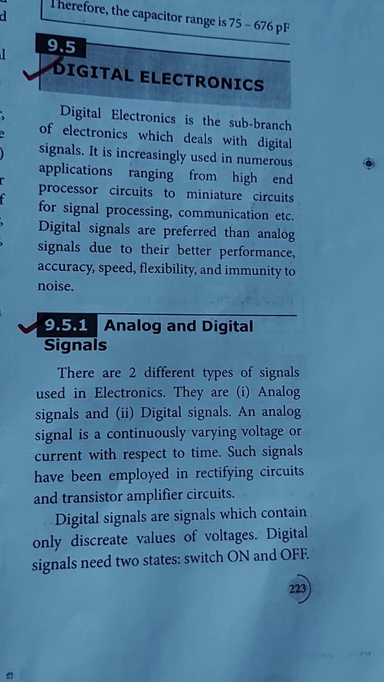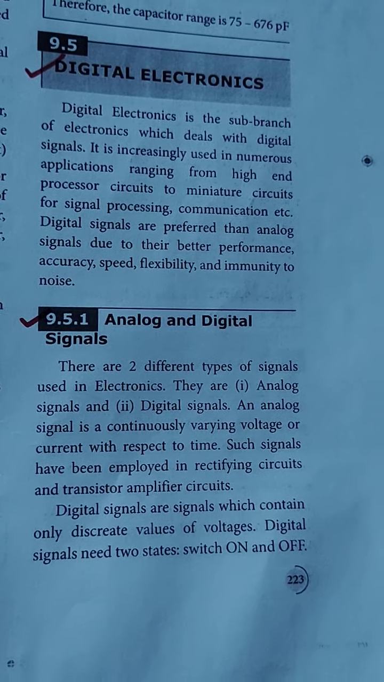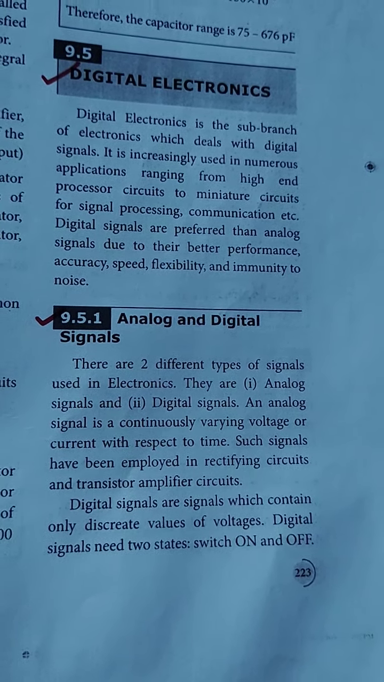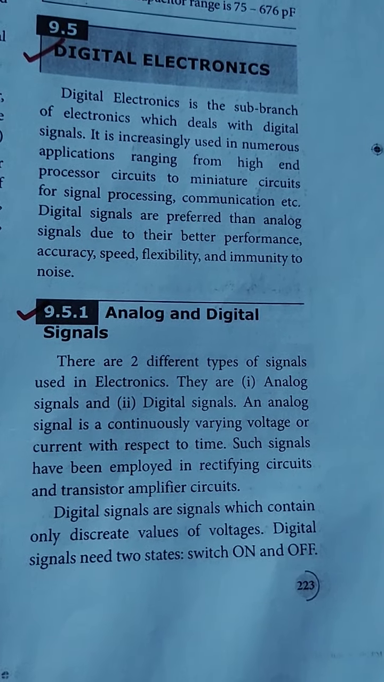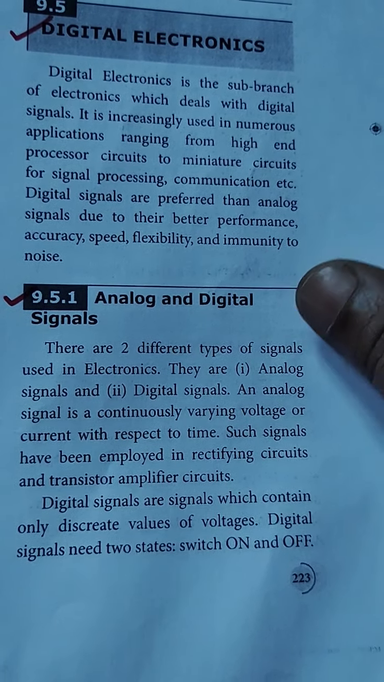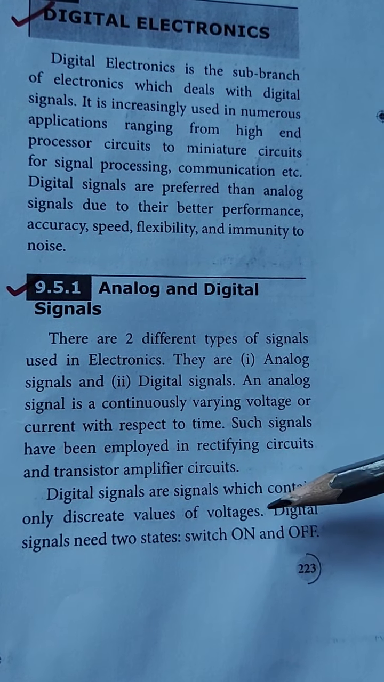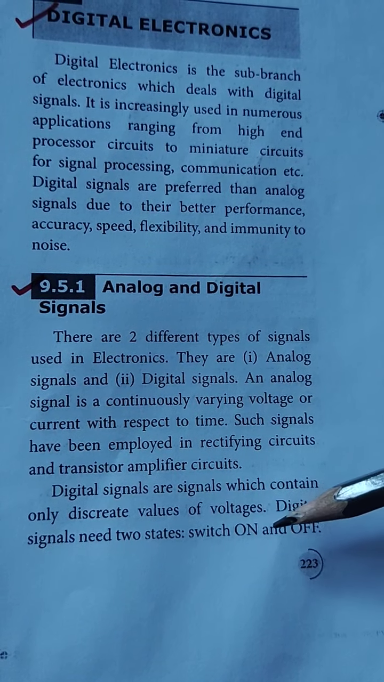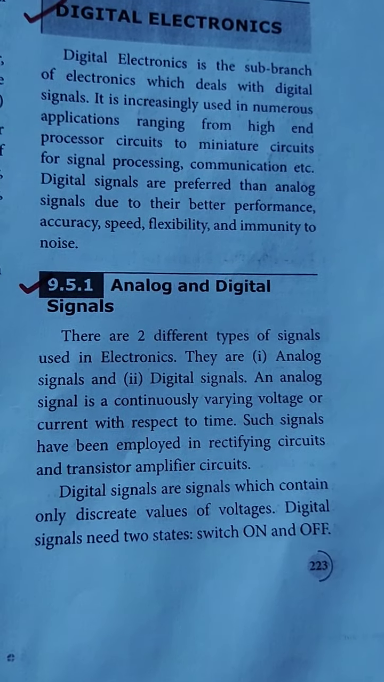An analog signal is a continuously varying voltage or current with respect to time. Once again I repeat, an analog signal is a continuously varying voltage or current with respect to time. Such signals are employed in rectifying circuits and transistor amplifier circuits. The second one is digital signals. Digital signals contain only discrete values of voltage. Digital signals need two states, like a switch on and off state.